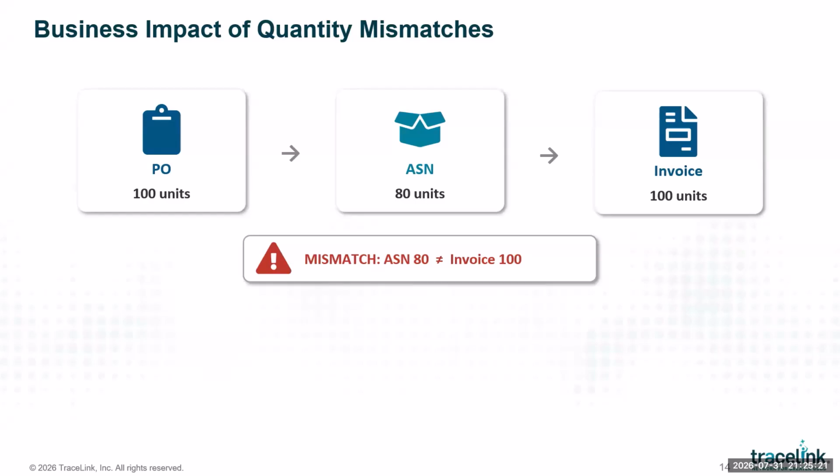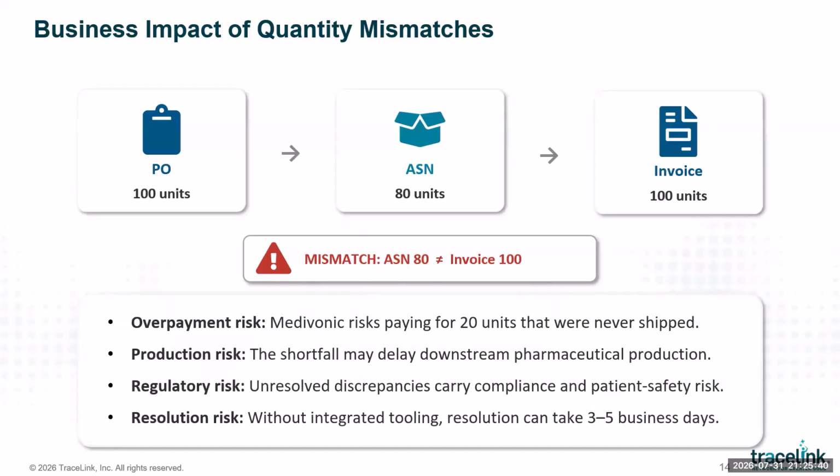Medivonic ordered 100 units. Renderico shipped 80 units. That's what the ASN says. But the invoice that came in is for 100 units. So the ASN and the invoice don't match up. As a result, Medivonic risks overpaying for 20 units that were never actually shipped. The 20-unit shortage could delay downstream pharmaceutical production, and in pharma especially, an unresolved mismatch like this can carry regulatory and patient safety implications.